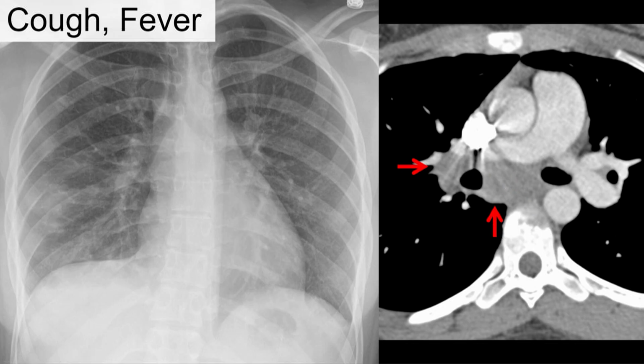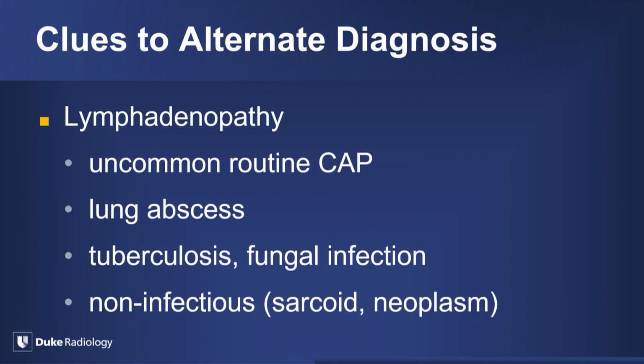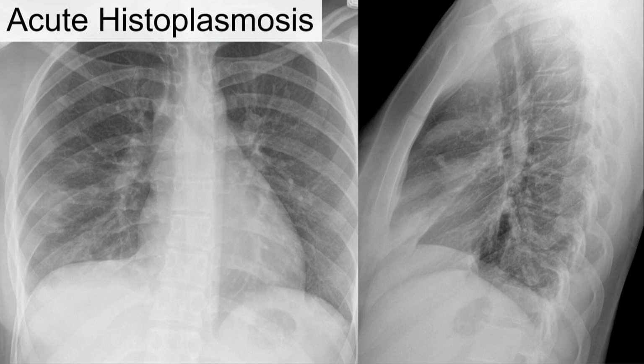Well, this is a little bit of a red flag that this might be something other than a routine community-acquired pneumonia, because adenopathy is relatively uncommon, particularly adenopathy that you can identify on a radiograph. Now, you can see pretty large lymph nodes in patients with lung abscesses, but at least it should make you think about something else like tuberculosis, fungal pneumonia, or even non-infectious causes for the opacities such as sarcoid or neoplasm. After a prolonged evaluation in this particular individual, this patient was found to have acute histoplasmosis.